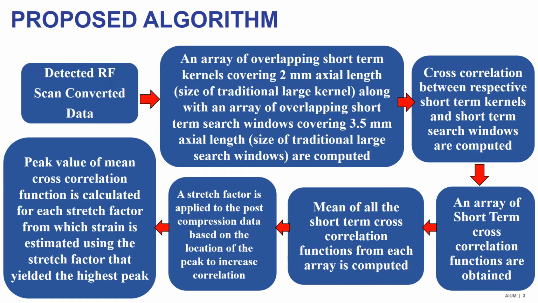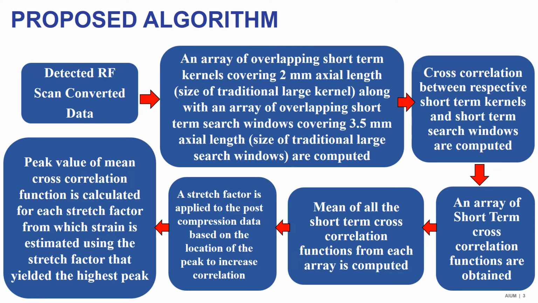Similarly, from the post-compression signal, we compute an array of overlapping short-term search windows. Each search window is about 2.1 mm long. Computation of cross-correlation between the respective short-term kernels and short-term search windows gives us an array of short-term cross-correlation functions. The mean of this short-term cross-correlation function is then computed, which gives us one single mean cross-correlation function. The location of the true peak is obtained from this mean cross-correlation function.